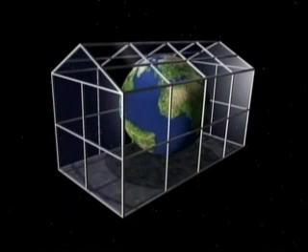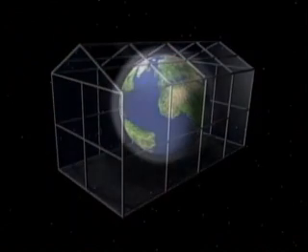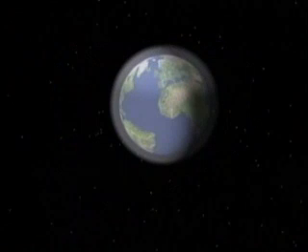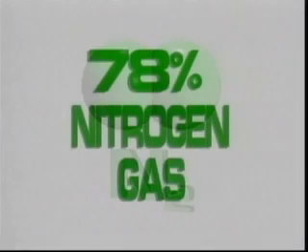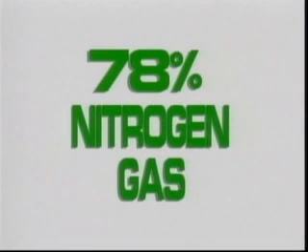How can the Earth's atmosphere act like the glass panes in a greenhouse? The atmosphere is a mixture of many different gases. This is a molecule of nitrogen gas. This is the symbol for a molecule of nitrogen. Nitrogen gas makes up 78% of our atmosphere.